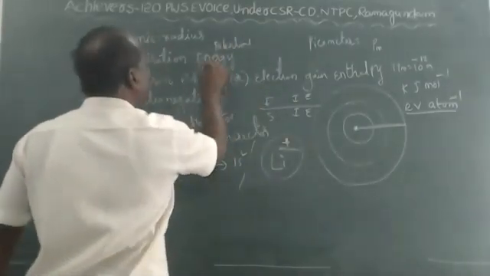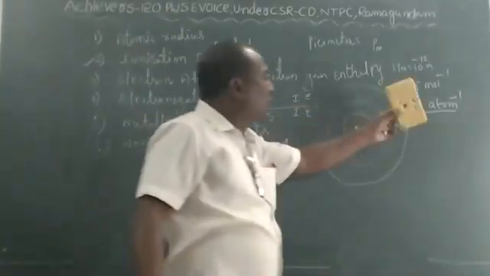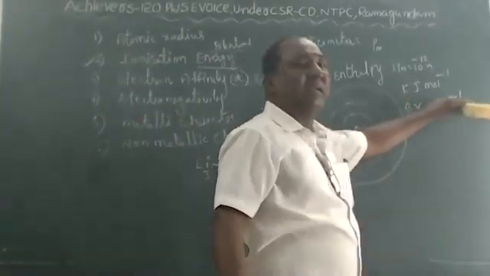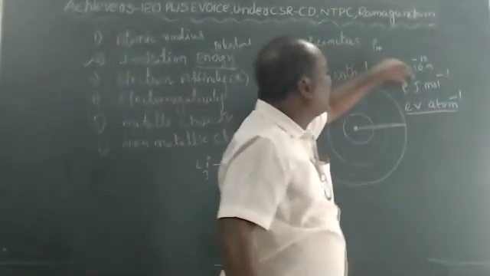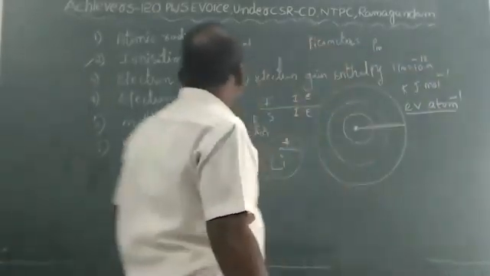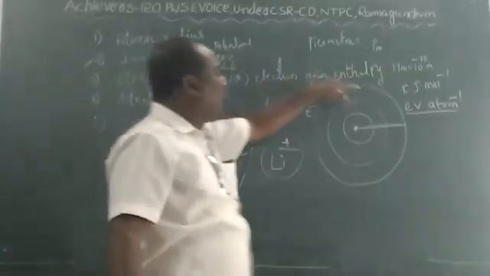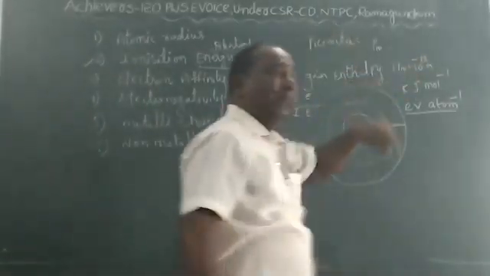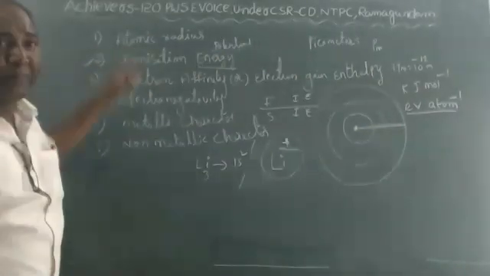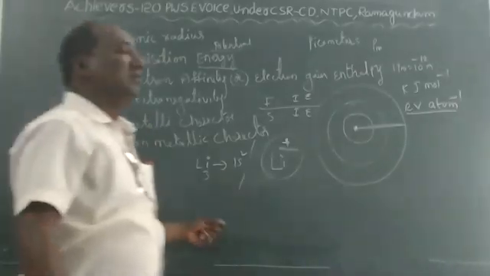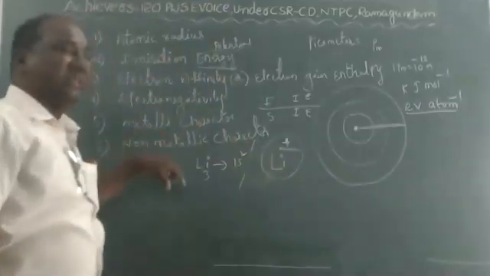If instead of energy we use the term potential, then we have to use the units of electron volt per atom. For ionization energy, the units are kilojoule per mole. If you use the term potential instead of energy, you have to write the units as electron volt per atom. So ionization energy increases in a period from left to right, and decreases in a group from top to bottom.